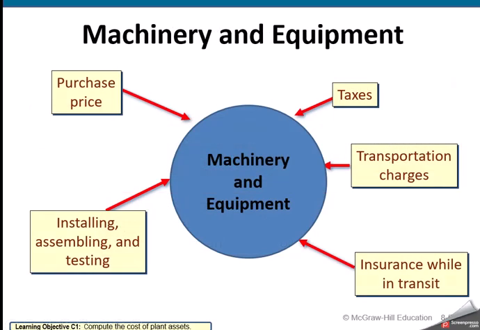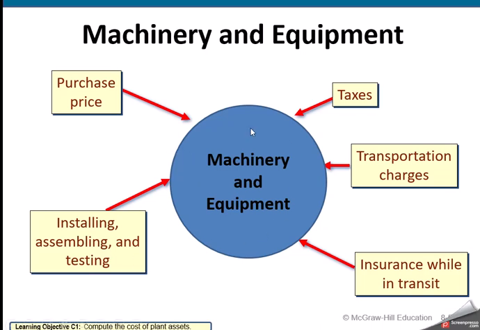So with machinery and equipment, obviously the purchase price, the taxes that they're going to charge us on that purchase price, how are we going to get it to our facility or our business? There's going to be some sort of shipping and transportation charge. Do we have to pay for insurance while it's in transit? Then once it arrives, there's definitely going to be some sort of installation, kind of modifying it to getting it ready for what we want, testing it to verify that everything works.